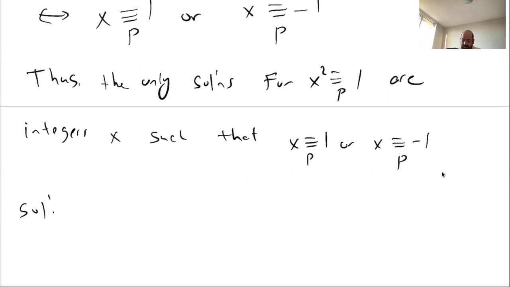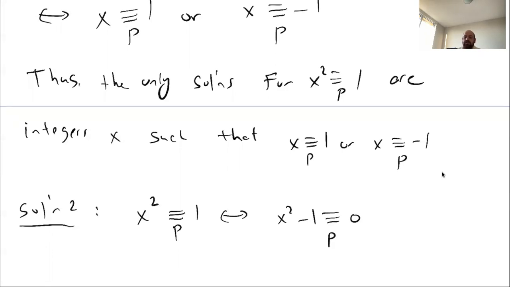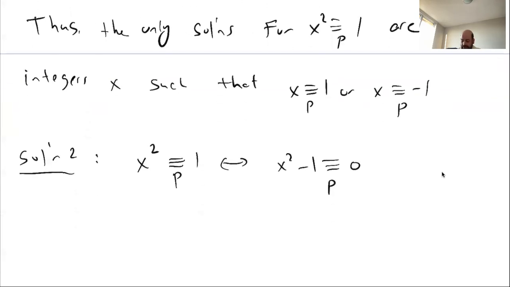Now, solution 2: I want to use polynomials. I think it's nicer and more beautiful. We want to solve x squared congruent 1 mod P. So this is the same as saying that x squared -1 congruent 0 mod P. Now I want to look at this as a polynomial. I define my polynomial x squared -1 as P of x. And this is the same as saying that this polynomial equals 0 in ZP.